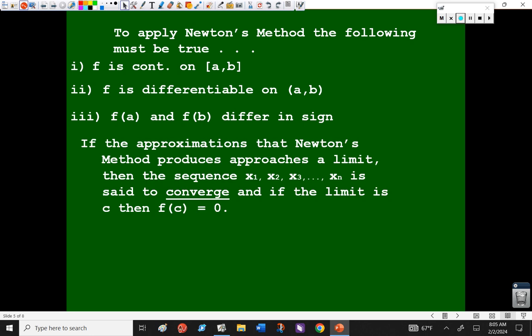If the approximations that Newton's method produces approach a limit, then the sequence of guesses that you're using is said to converge. And if the limit is c, if it converges to a certain value, then f of c is going to equal 0. What that's saying is, the more times you use Newton's method, once you get it to a place where the 3rd decimal place doesn't change, you've actually found the root, or a very good approximation that the human brain can understand as an approximation to an x-intercept. All right.